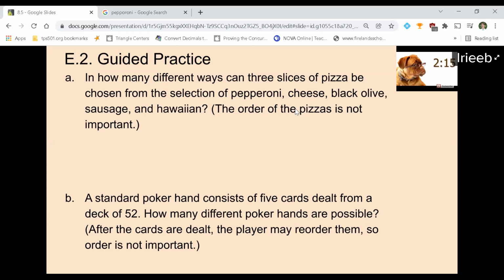The first answer is between 0 and 25. The second answer is between 1 and 10 million.